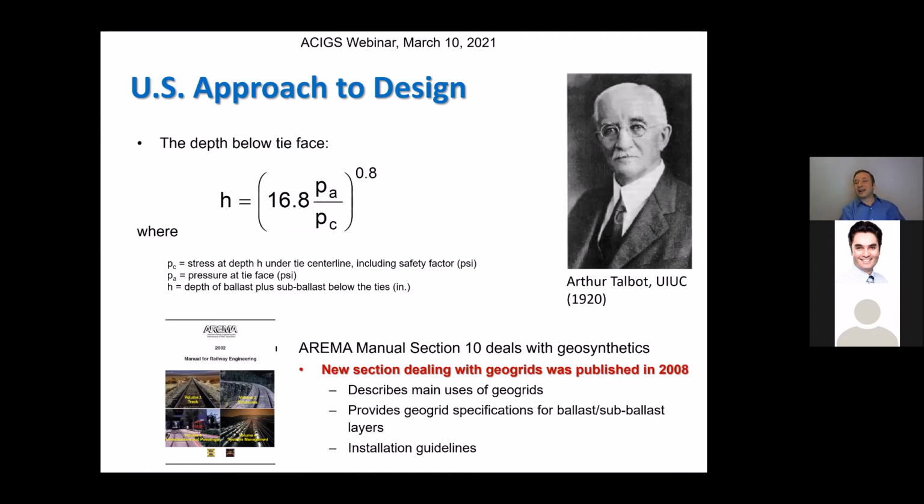In the US, the approach that we have in our American Railway Engineering and Maintenance-of-Way Association, AREMA manual, basically is governed by this equation, which is the thickness of the layer below the bottom face of the sleeper or tie, according to the pressures, that is, how thick the ballast and sub-ballast layers you have to construct. That goes back to another UIUC professor, just like me, Professor Arthur Talbot from the 1920s. Very, very well-known figure again in railroad engineering. So in that AREMA manual, as of 2008, there was a new section added on geogrid stabilization of ballast and sub-ballast. So we have that option in there.